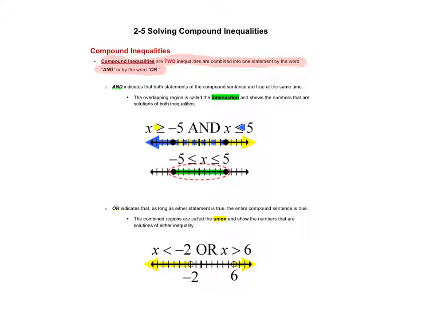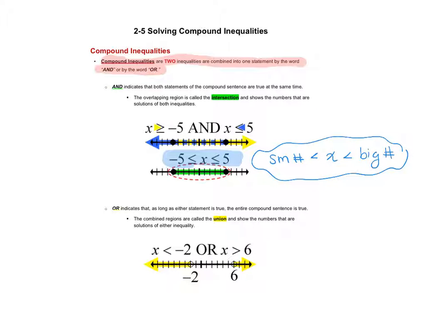An "and" inequality will usually be joined together without the word "and" in it, in the format of the smallest number, a less than or a less than or equal to sign, your variable, less than the big number. So that's the format of what the compound inequalities look like and how we formally write our solutions.